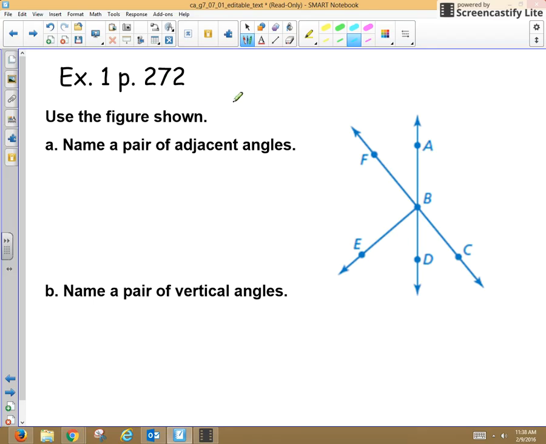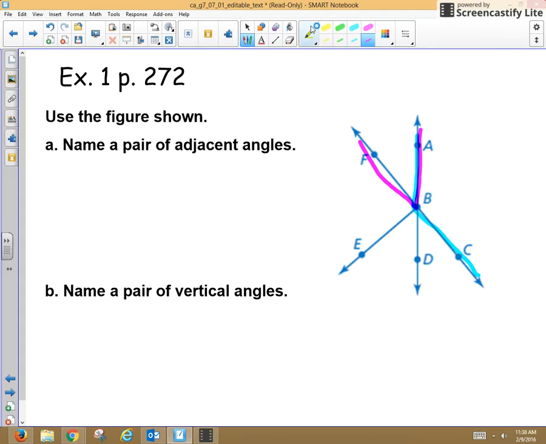Example 1 is on page 272. We need to name a pair of adjacent angles. So by looking at this drawing, we're looking for two angles that share a common line as well as a common vertex. So I'm going to start by highlighting angle ABC. And angle ABC shares a common line with angle ABF. And if you notice, AB is the common line, as well as the common vertex of point B.